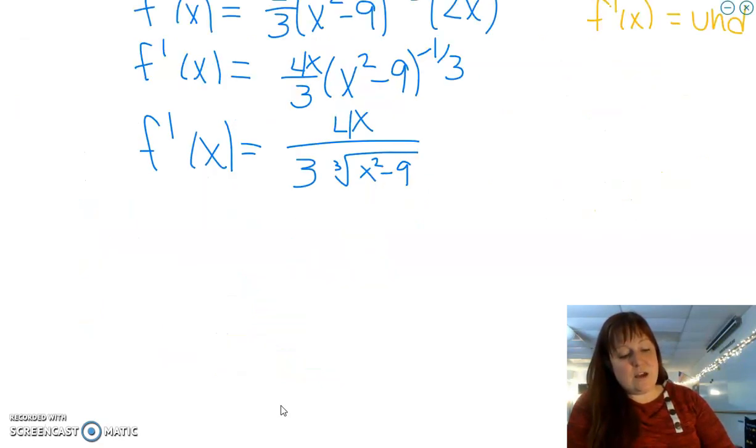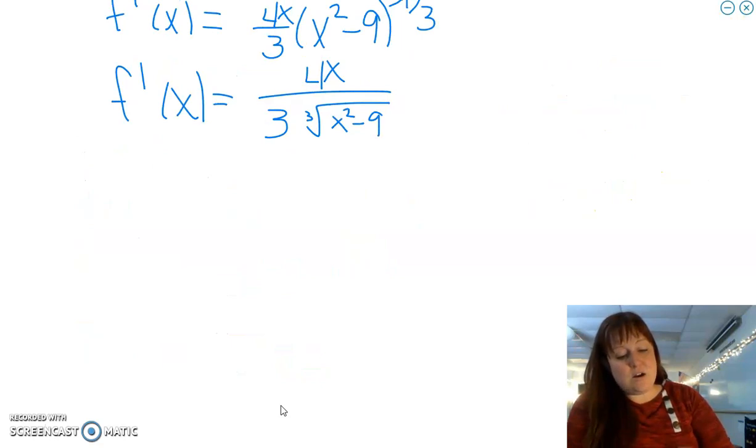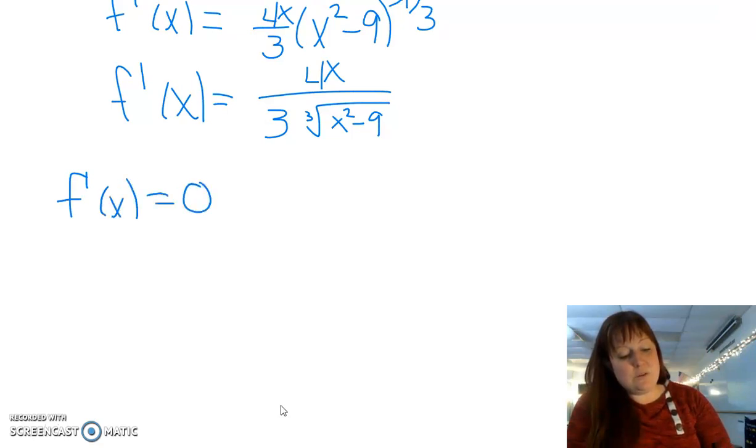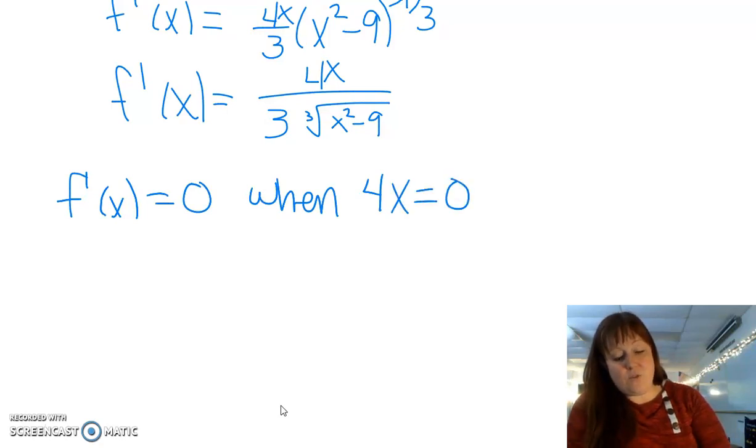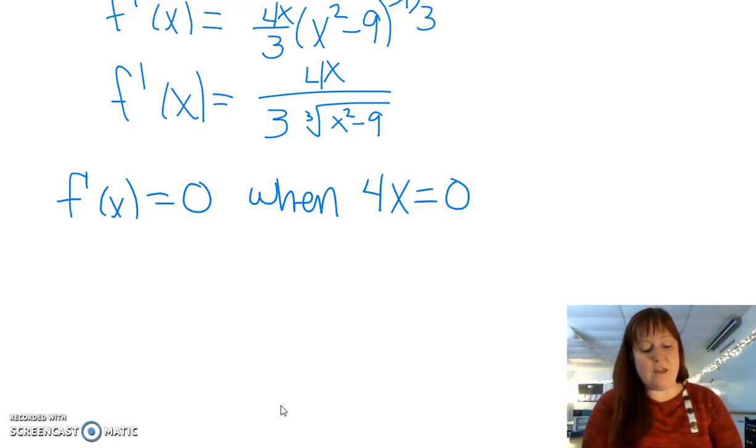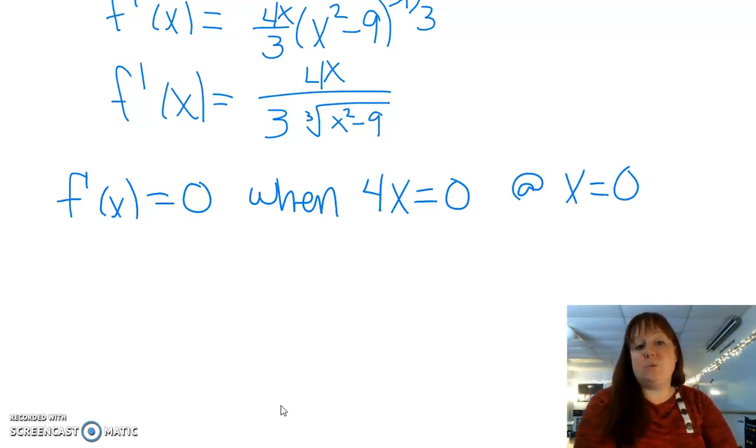So we're going to say, okay, when is our numerator equal to 0? So f prime of x is equal to 0 when 4x is equal to 0. We could solve this by dividing both sides by 4, but we know then at x equals 0, the numerator is equal to 0. So that's when it's equal to 0.